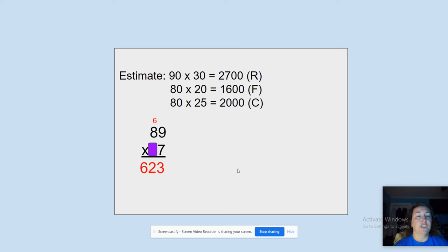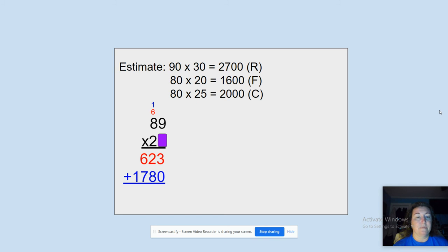The first thing that you would do is just multiply 89 times 7. See how I covered up this other number? We don't need to worry about that right now. 7 times 9 is 63. 3 goes on the bottom. Regroup the 6. 7 times 8 is 56. Plus 6 is 62. Now I'm ready to uncover this number and multiply by that number.